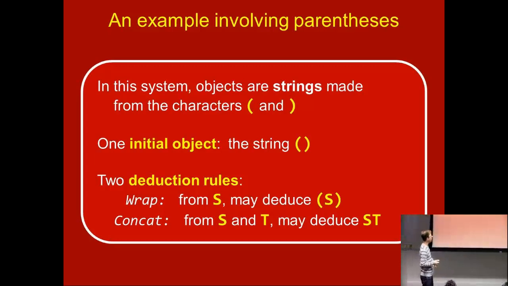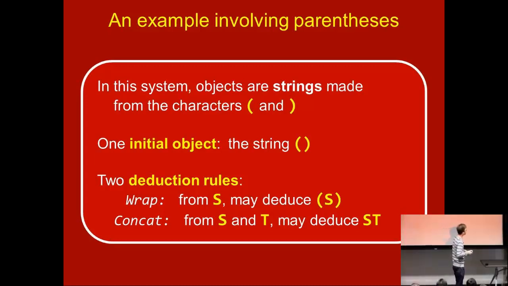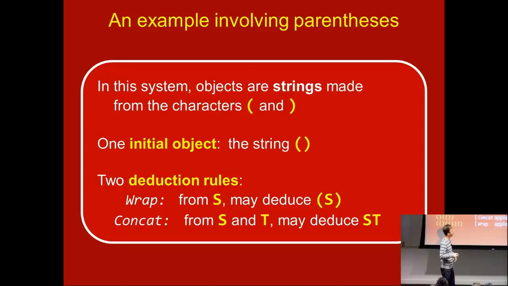But, well, you can start with the initial object. That's one thing. You can always deduce the initial objects. Those are allowed. And now I'm going to try to build up this piece in the middle. So I can apply the wrap rule to what I've already got and get this string. And now I'm in good shape because I have this piece and that piece. So I can apply this concatenation rule to combine these two strings that I've already deduced and get this string. And now I'm almost done. I just have to put the outside parentheses on this string. Okay, so this is how you would deduce this string.